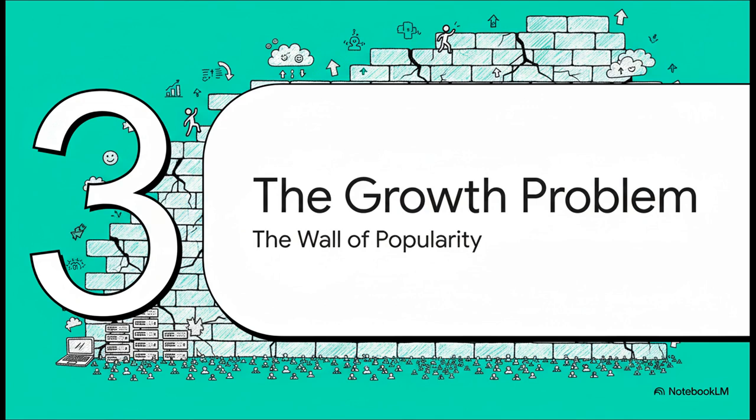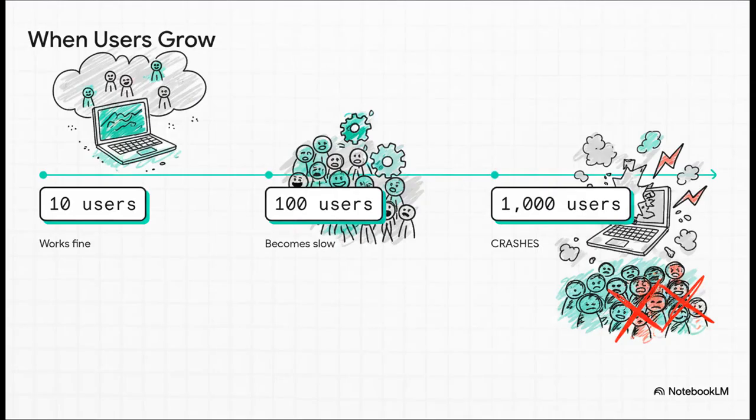So this all leads us to our final wall, and this one is kind of ironic. It's the growth problem, or what I like to call the wall of popularity. It's the problem you get when you actually succeed. At first, when you've got maybe 10 users, your laptop is humming along just fine, no problem. But then, word starts to spread. You hit 100 users, and suddenly things feel a little slow, a little sluggish. Then you hit 1,000 users, and boom, the laptop just can't take it anymore.